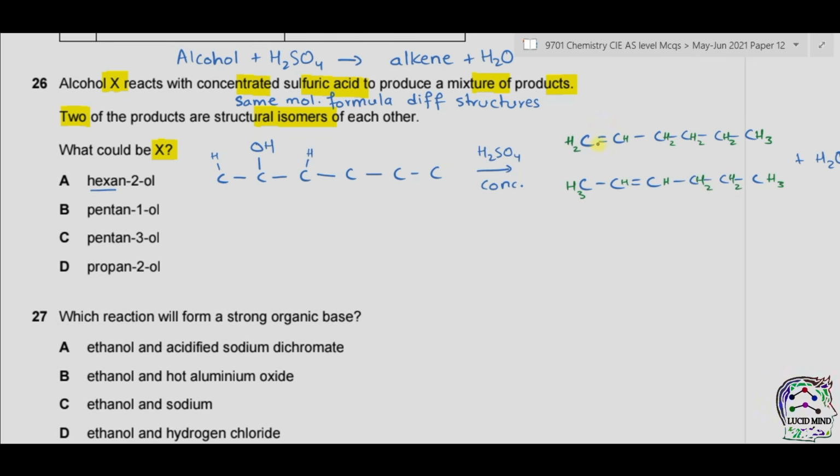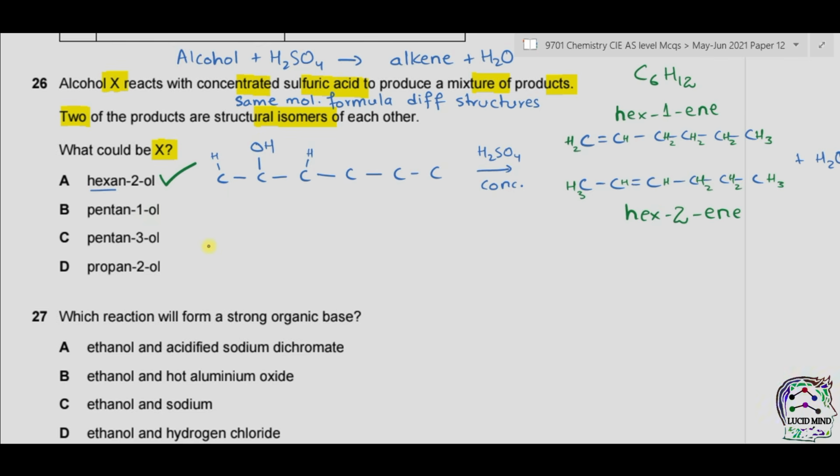Our first product is an alkene, as the double bond is between first and second carbon atom, so it is hex-1-ene. While in the second product we have a double bond between second and third carbon atom, so it is hex-2-ene. Both the products have the same molecular formula C6H12, and the structures are different as the position of the double bond has changed. So they are structural isomers of each other, so therefore A could be the correct answer.